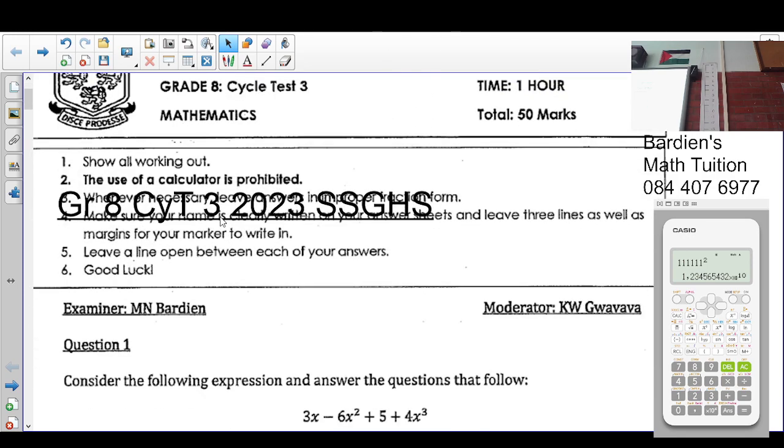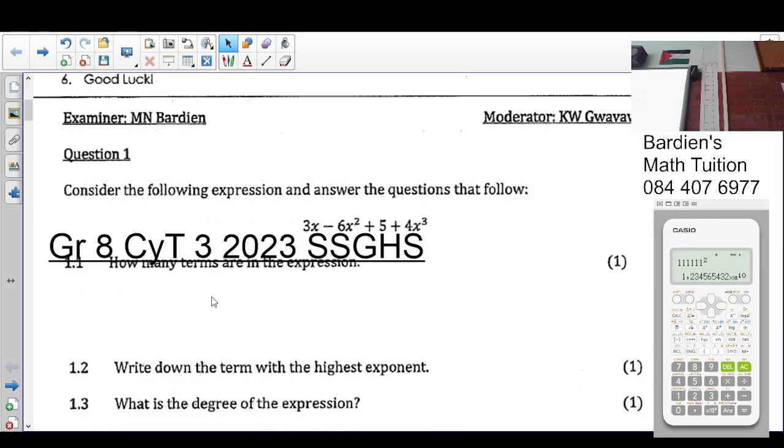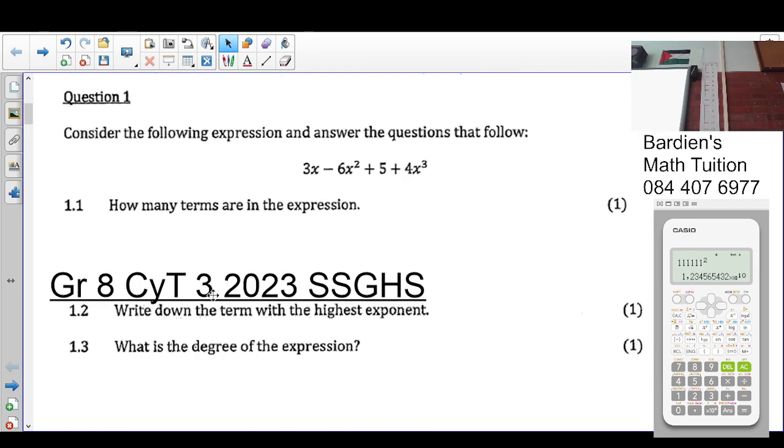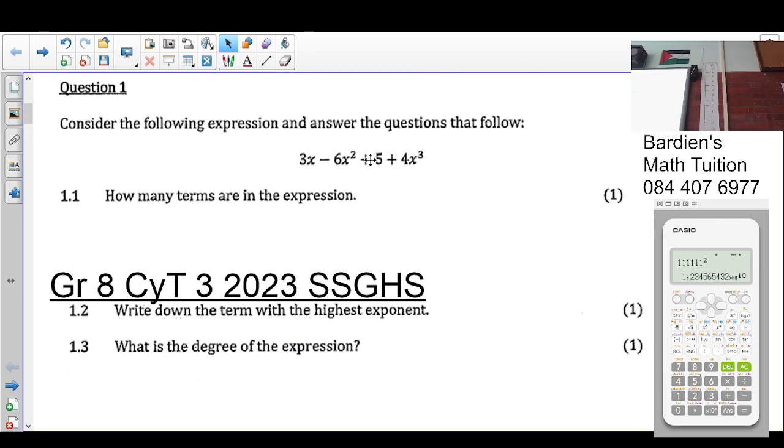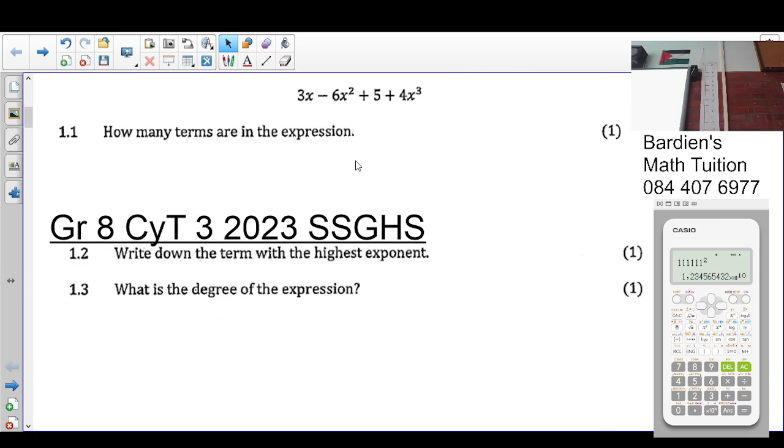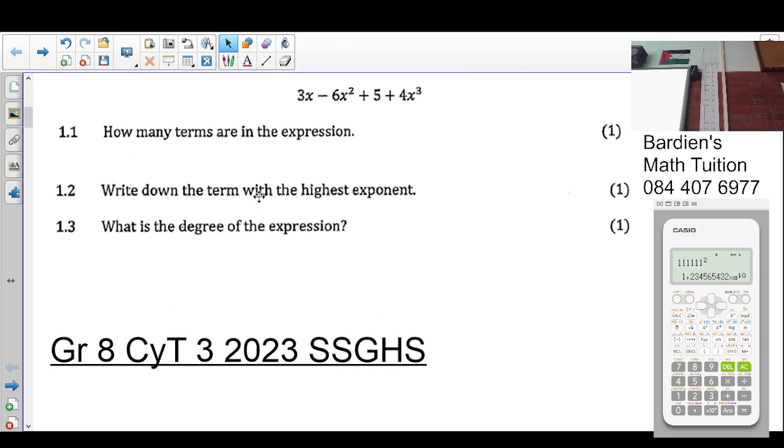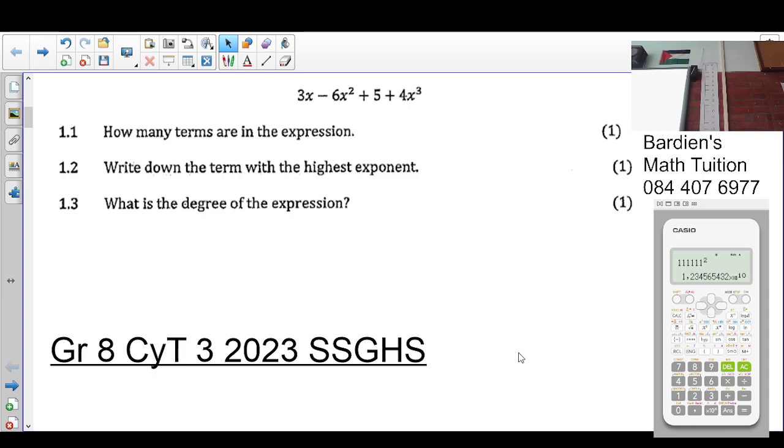It's the 1 hour cycle test 3 for 50 marks. The first question says consider the following expression and answer the questions that follow. The first question is how many terms are there in this expression? What separates terms? Positive and negative signs. It's 1, 2, 3, 4 terms.